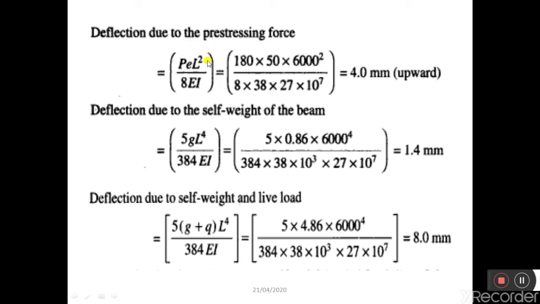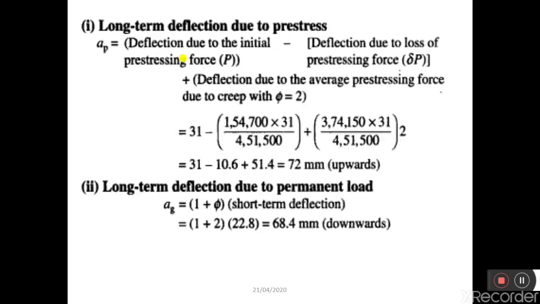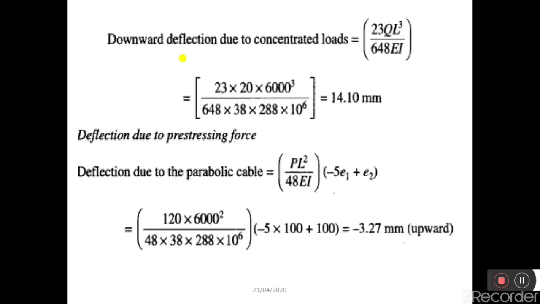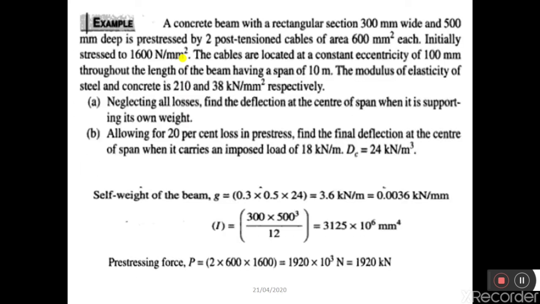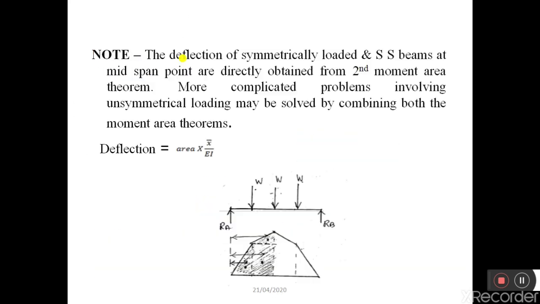If it is difficult to remember this formula, then remember one thing: deflection is equal to, like this. You can calculate the deflection of this beam by taking the moment of 50% area of the BMD about the support. So if I take the moment of this area and this area about the support, then I will get the deflection due to pre-stress.